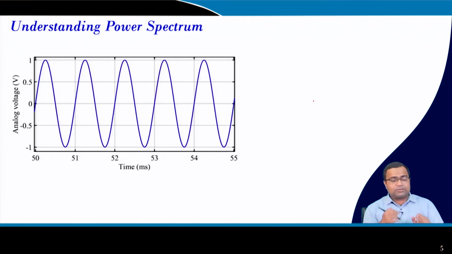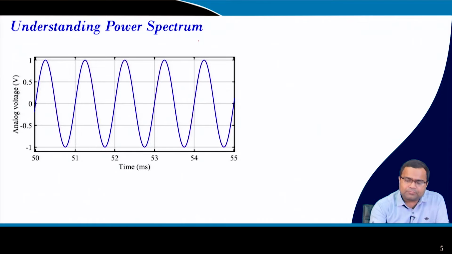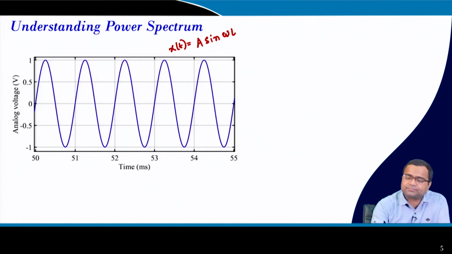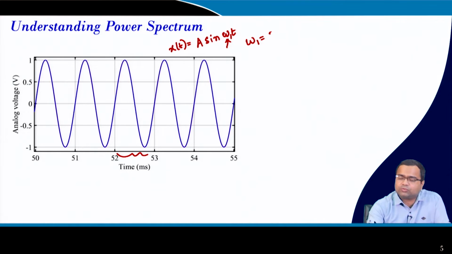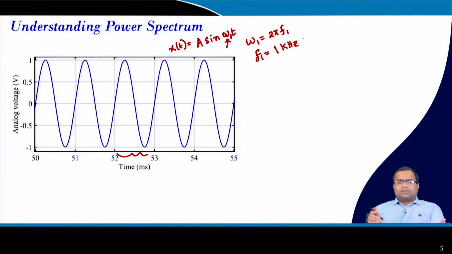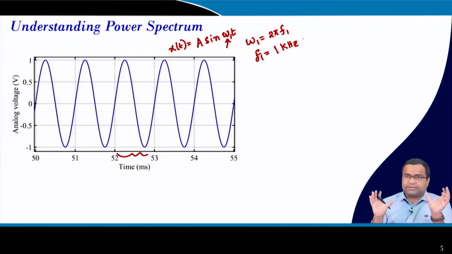What is power spectrum? Suppose we take a pure sine wave. You can think of a sinusoid, it can be sine, cosine or a combination. Let us say we are talking about a continuous time signal x(t) equal to A sin(omega t), where omega 1 is equal to 2 pi f1, and f1 here we have considered 1 kilohertz as my frequency.